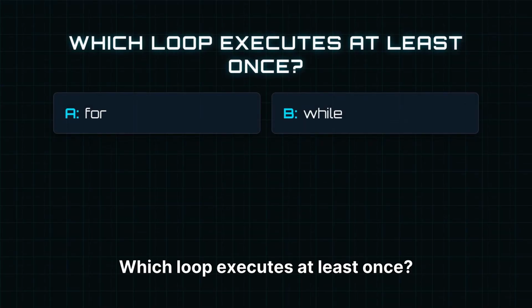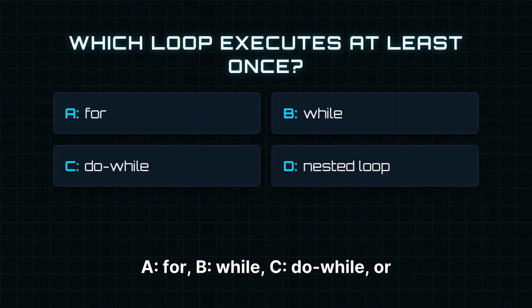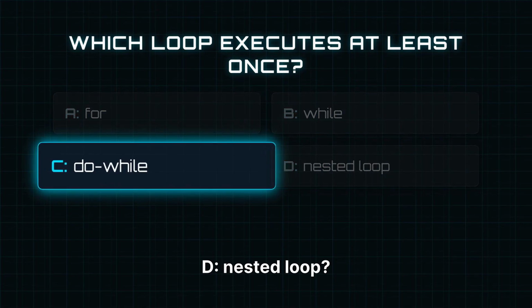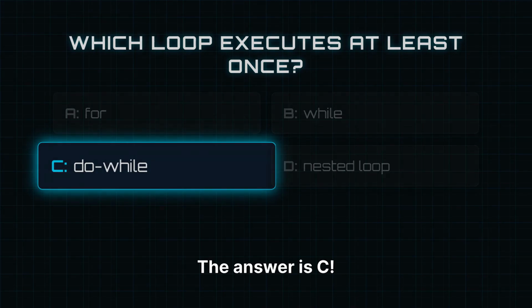Which loop executes at least once? A, for. B, while. C, do-while. Or D, nested loop? The answer is C.